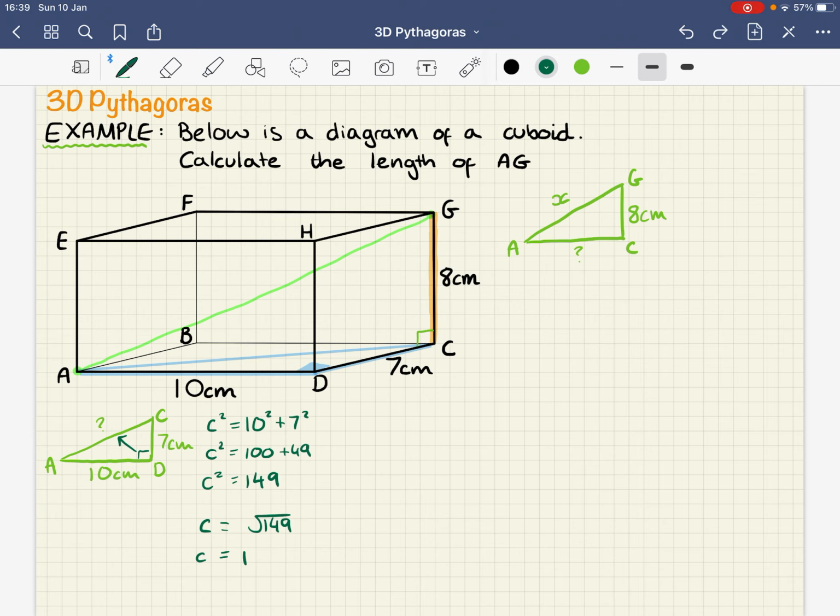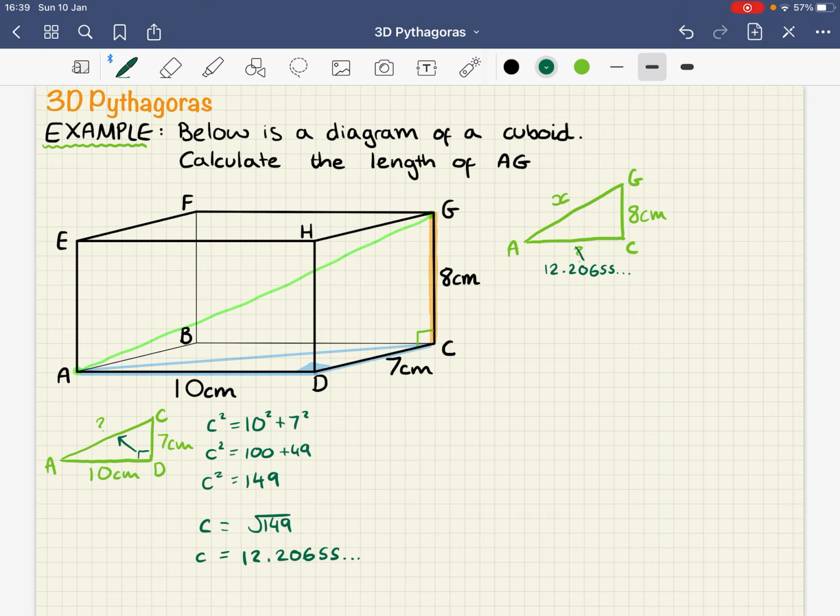12.20655 and so forth. I don't want to round too early. Rounding too early can make mistakes later on. So I now know what that length is, and I'm going to get rid of that question mark. I know it's going to be that 12.20655 and so forth.